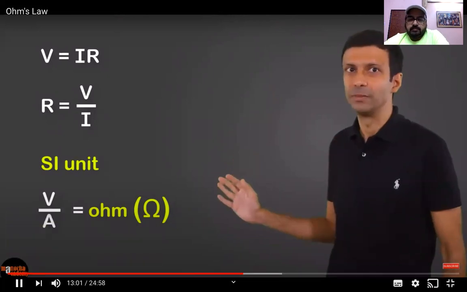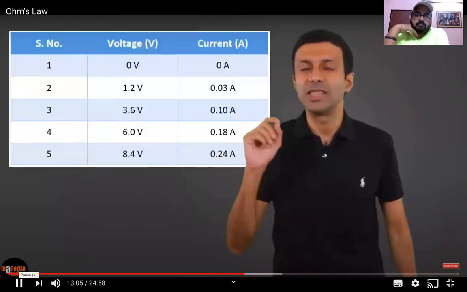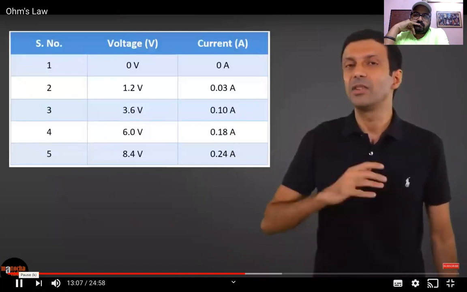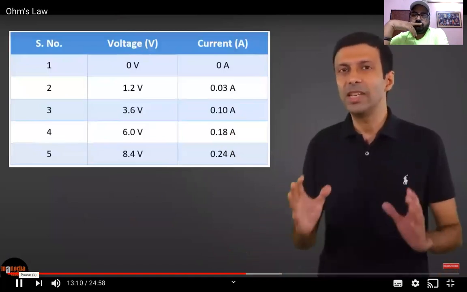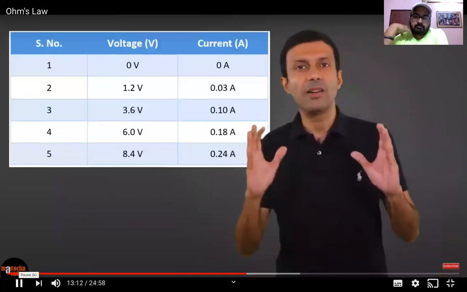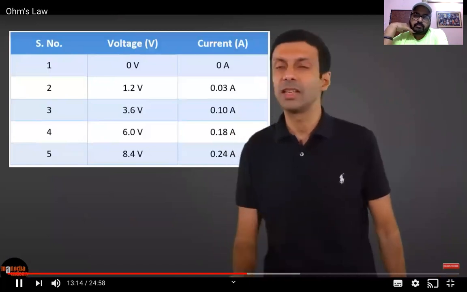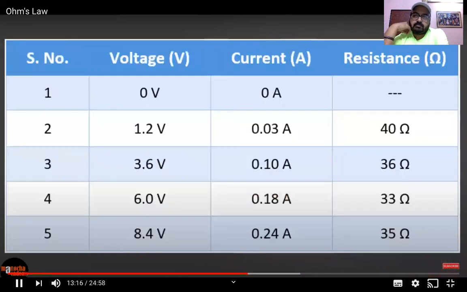As shown here. Now let's use our table of observations and find the resistance R at the different voltages. So we need to calculate the V by I ratio for each row in this table here. As you can see, the resistance value is approximately same at the different observation points.